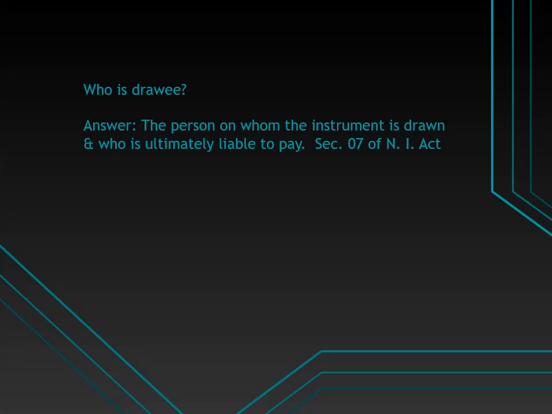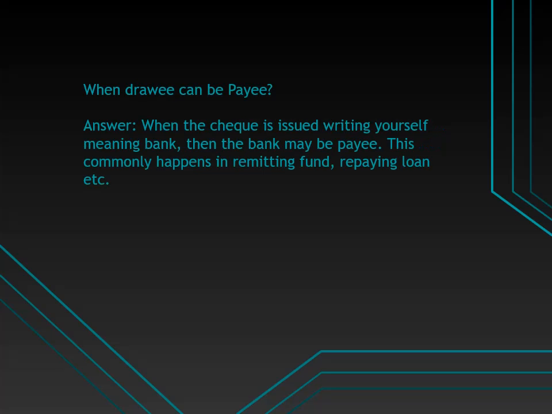Who is a drawee? Answer, the person on whom the instrument is drawn and who is ultimately liable to pay. Section 7 of NI Act. When can the drawee be payee? Answer, when the cheque is issued as payable to yourself, meaning the bank, then the bank may be the payee. This commonly happens in remitting funds, repaying loans, etc.